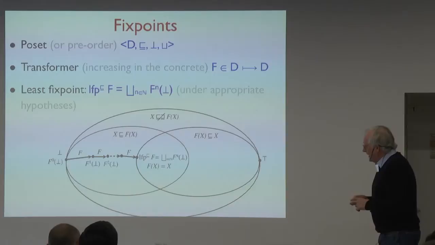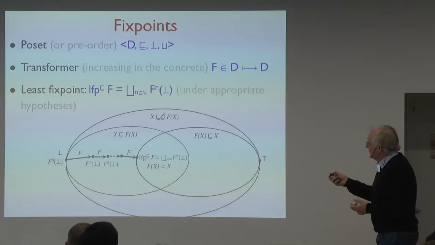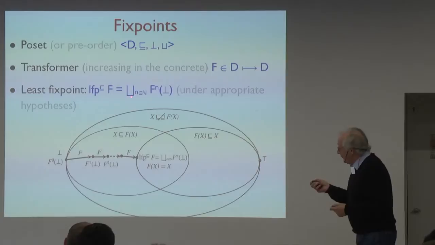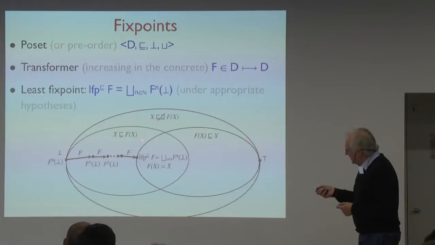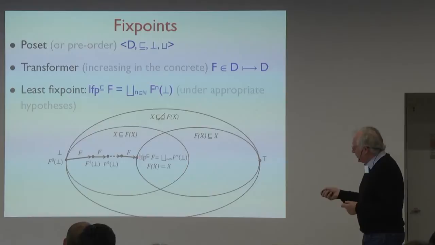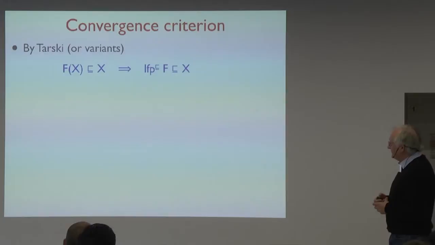You see, you have all points in D here. Then you have the points here for which f of x is less than x. Here you have the ones where x is less than f of x. If you are in a poset, here you have the fixed points, and the classical method for finding the fixed point is to iterate from bottom, and so you remain in this area until you reach the smallest of the fixed points here, and you are done. The problem is that this will be infinite in general in an infinite domain.